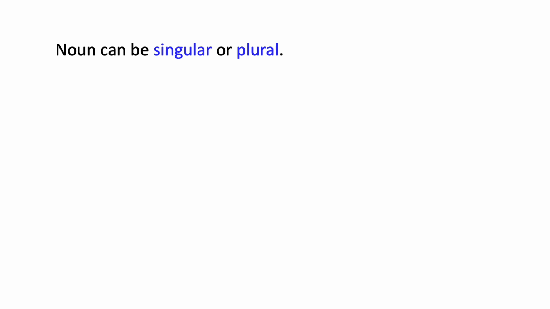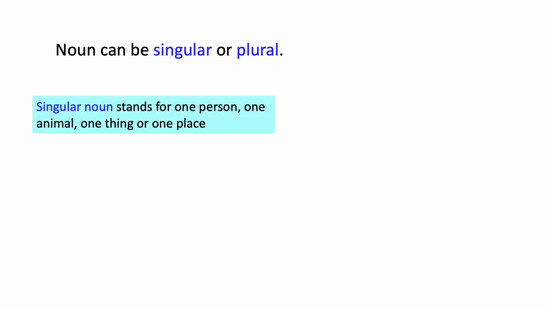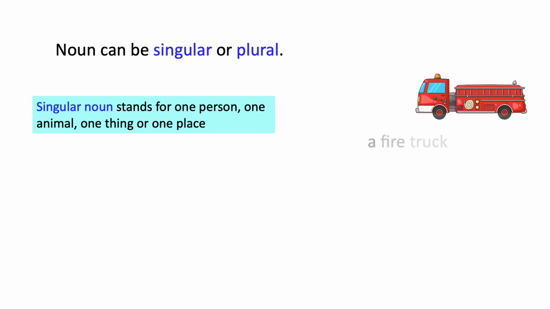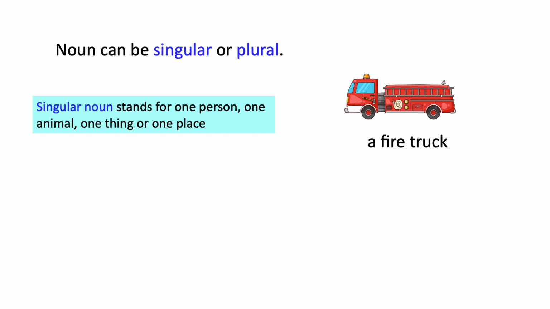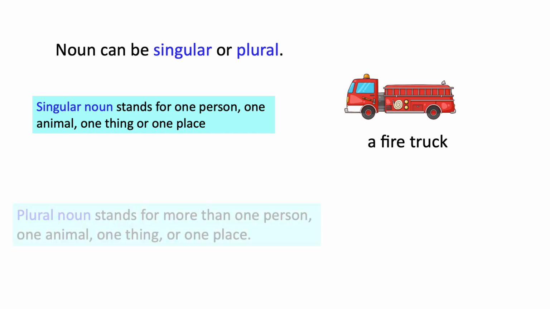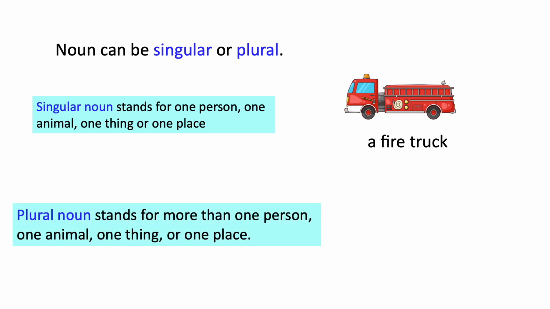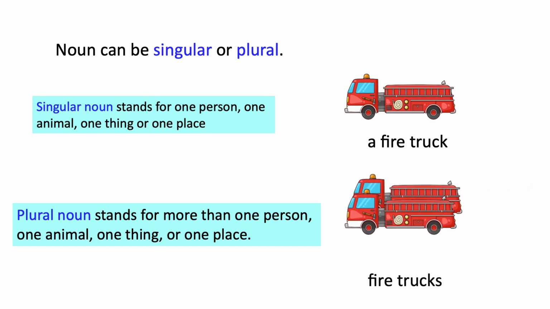Our next is that nouns can be singular or plural nouns. Singular nouns stand for one person, one animal, one thing, or one place, just like a fire truck. Here, there is only one fire truck. Plural nouns stand for more than one person, animal, thing, or place, just like fire trucks. Here, there are more than one fire truck. So this is a plural noun.